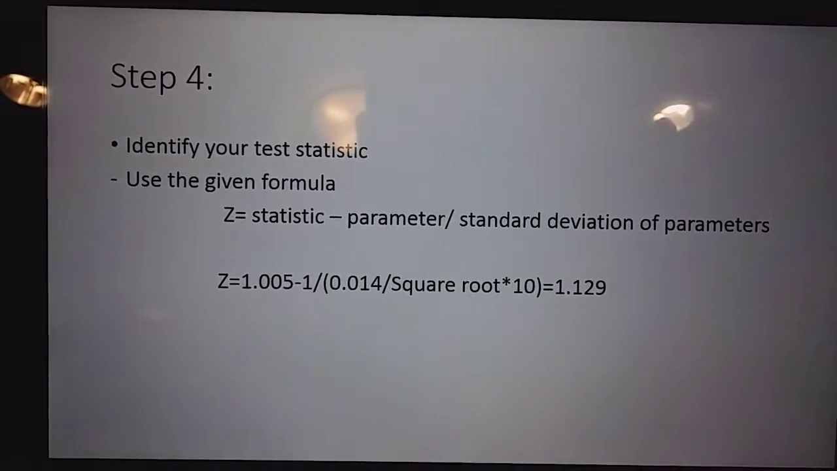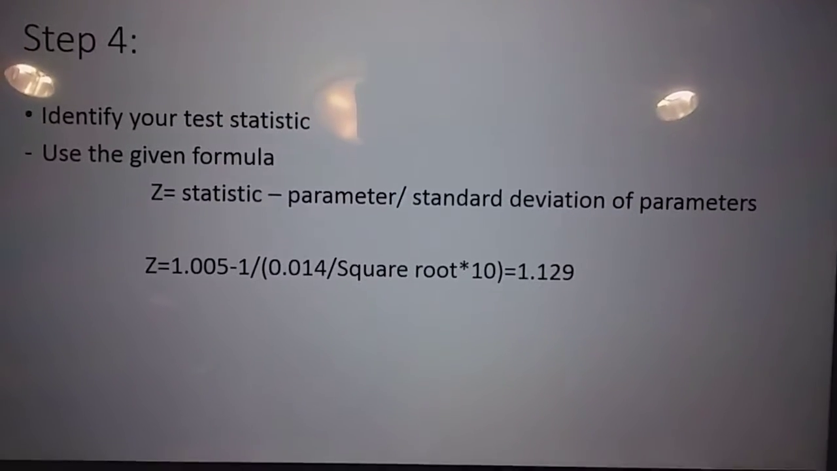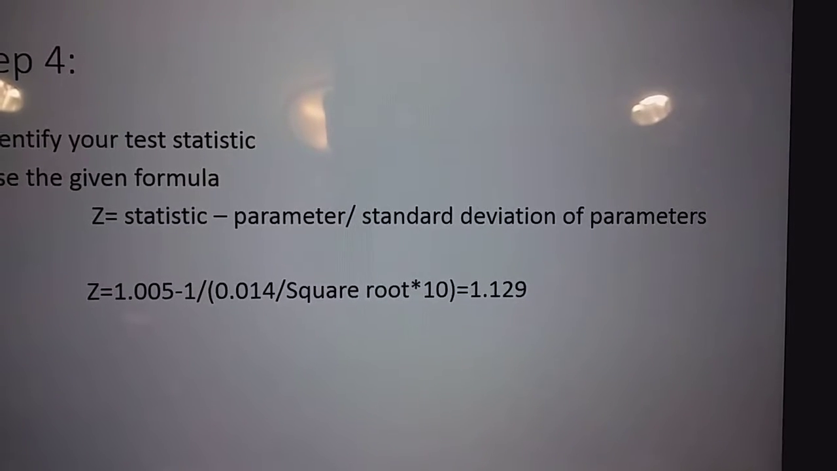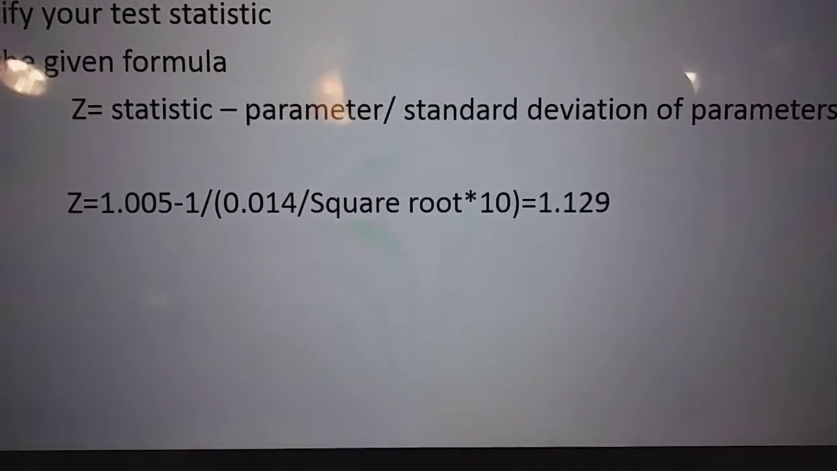Step 4. Identify your test statistic. In order to identify a test statistic, you can use the given formula z equals statistic minus parameter divided by the standard deviation of parameters. This should be your final calculation.